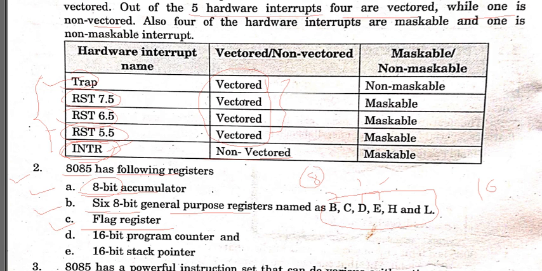Third is the flag register. So flag is enable and disable. It shows or indicates the status. Then the 16 bit program counter, which is in short known as PC, which we will study in detail in upcoming lectures. And the 16 bit stack pointer register, that is SP. So in this way the registers of the 8085 are divided into 8 and 16 bit.